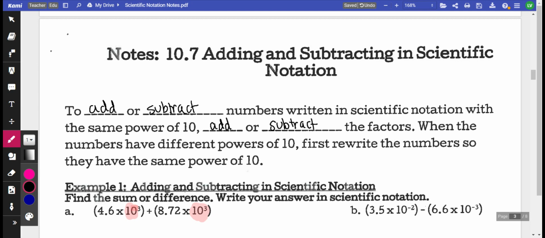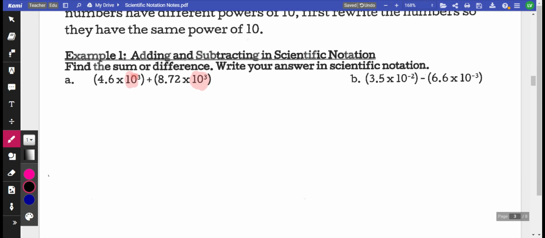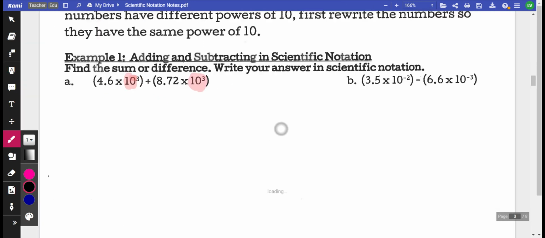Now, when the numbers have different powers of 10, first you need to rewrite the numbers so that they have the same power of 10. So A and B, the directions are from example 1, adding and subtracting in scientific notation. We're going to find the sum or difference and write our answer in scientific notation. So let's start with letter A. I'm going to erase this.